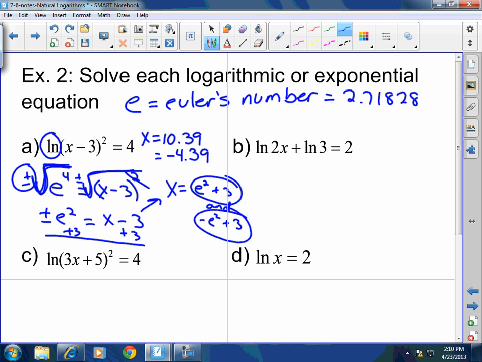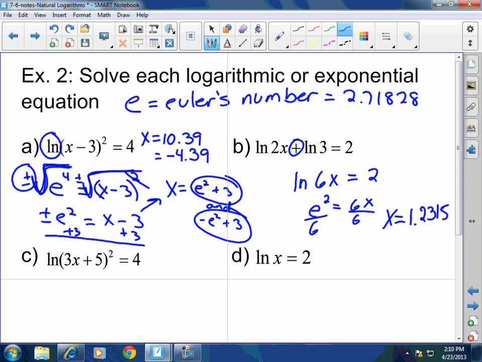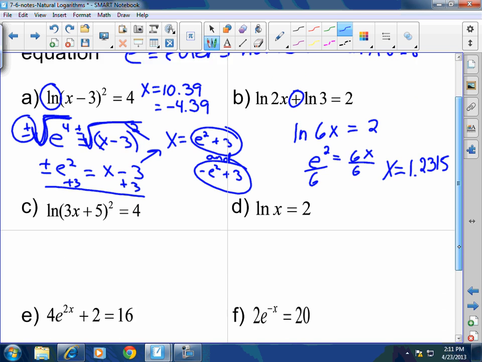Let's check out B. We've got ln of 2x plus ln of 3 equals 2. Let's combine these because there's an addition sign there. So this would in essence be ln of 6x equals 2. So e to the second power equals 6x. Divide by 6, so x should equal e squared divided by 6. I got 1.2315. Let's leave it like that for now, take it out to 4 places. On a test, I'll tell you to round to the hundredths or thousandths. Does that make sense, guys, what we did here? Okay, I'll take that as a yes.